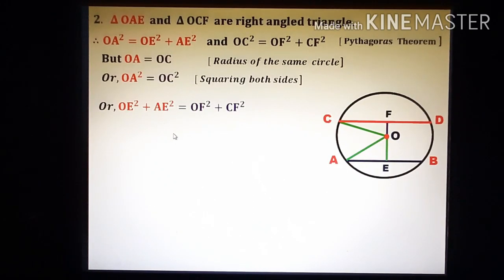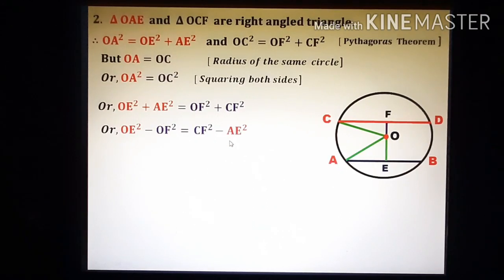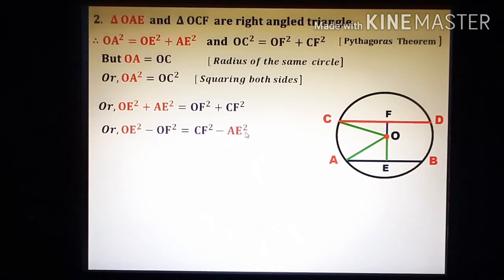And after that, what is happening here? My dear, see, here is OE square, here is also OE square. But you see, here is plus OF square. When this plus comes to the left side of equal, it becomes minus, and is equal to, here is CF square plus and here is CF square plus, and here is AE square plus, this AE plus will be minus AE square on the left side of equal.